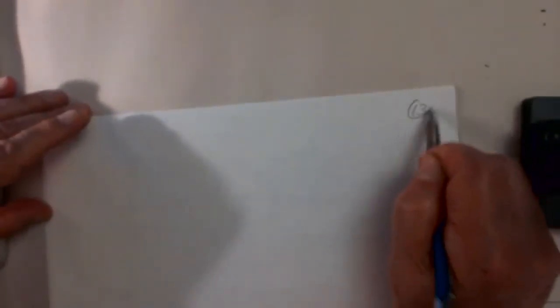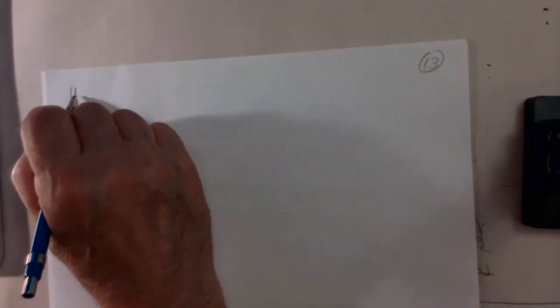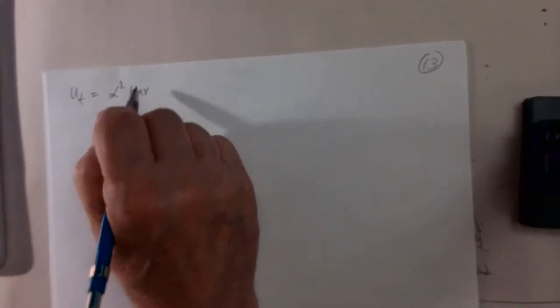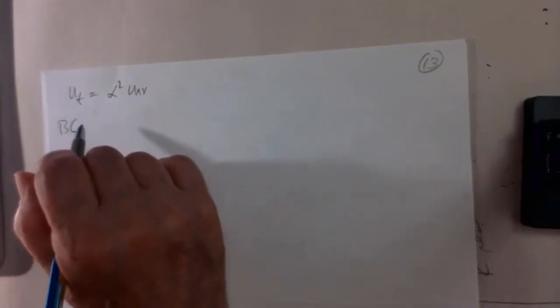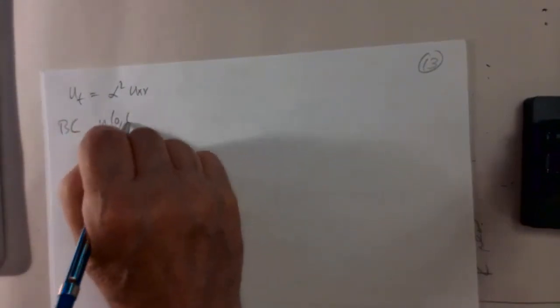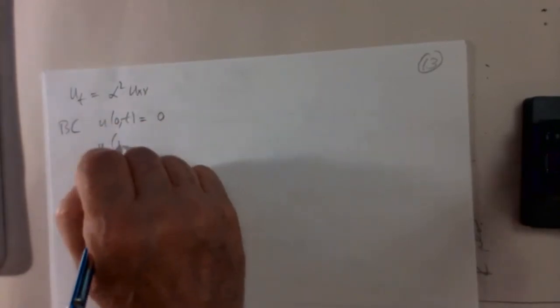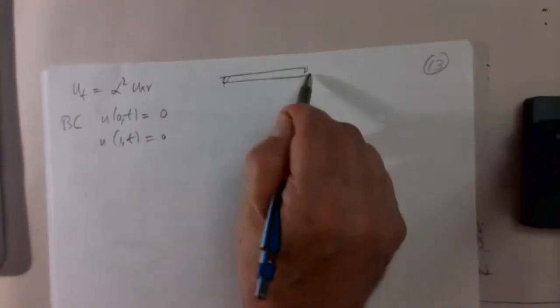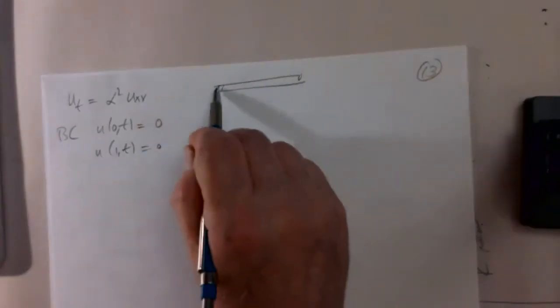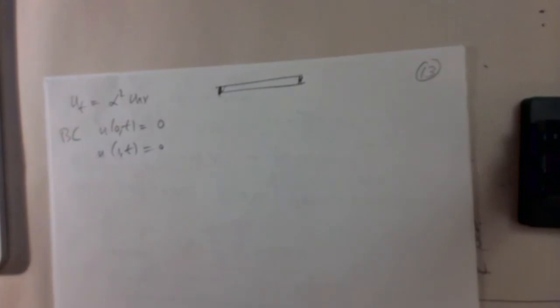Let's go on a little bit further. Up to, it seems, page 13. So we've been looking at this equation u_t equals alpha squared u_xx. And we typically had a boundary condition, which was u(0,t) equals 0 and u(1,t) equals 0 for all t. So in our rod, in the example we've been looking at, we've always been fixing the ends to have constant temperature 0.